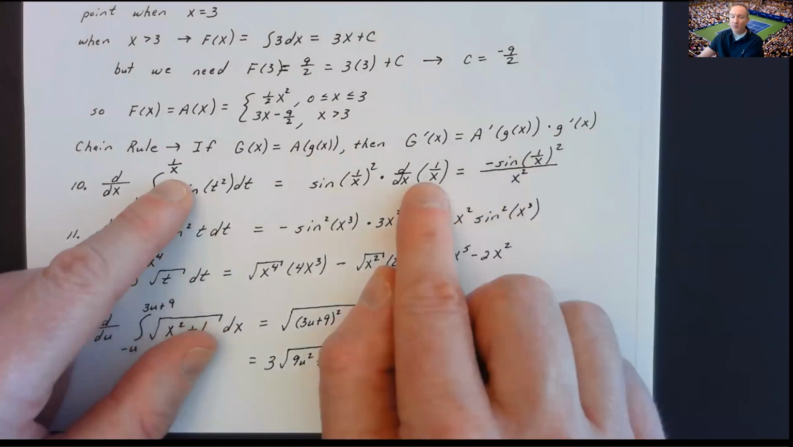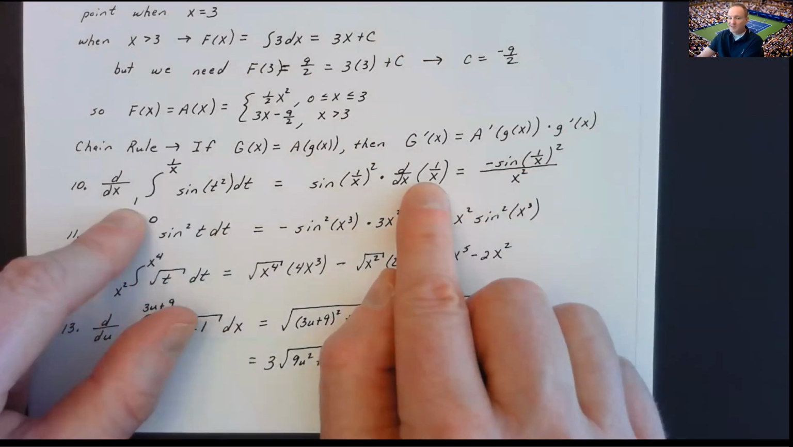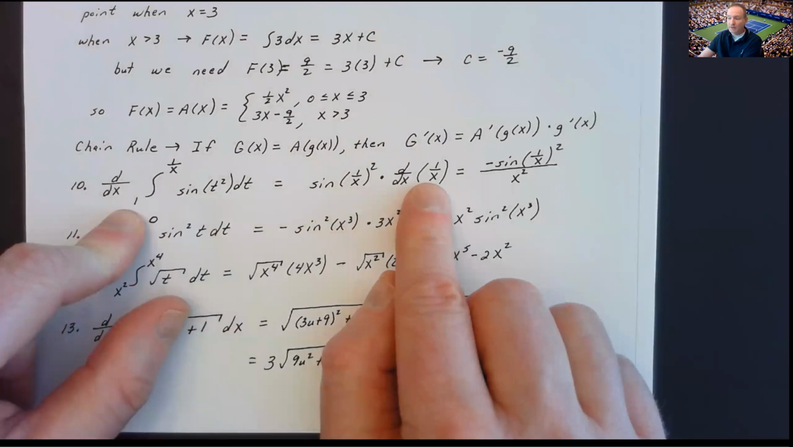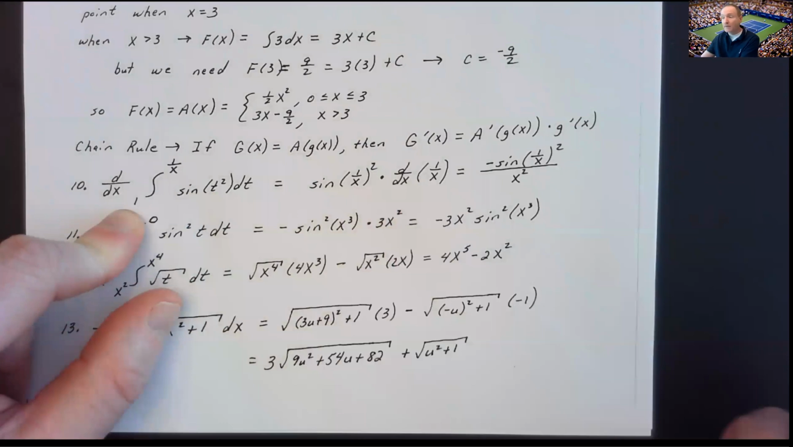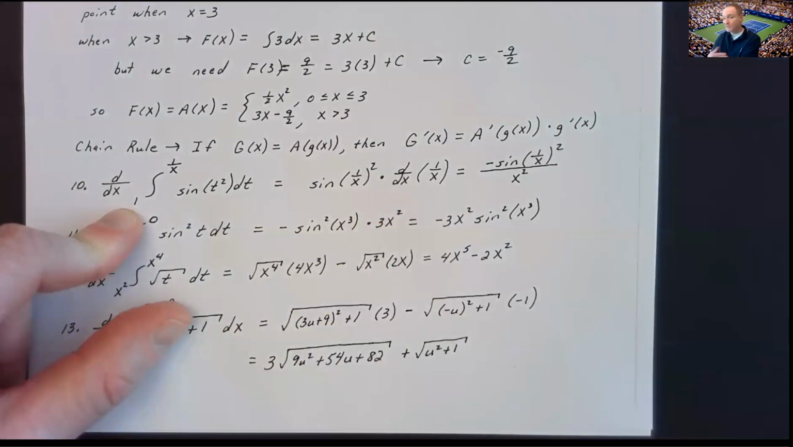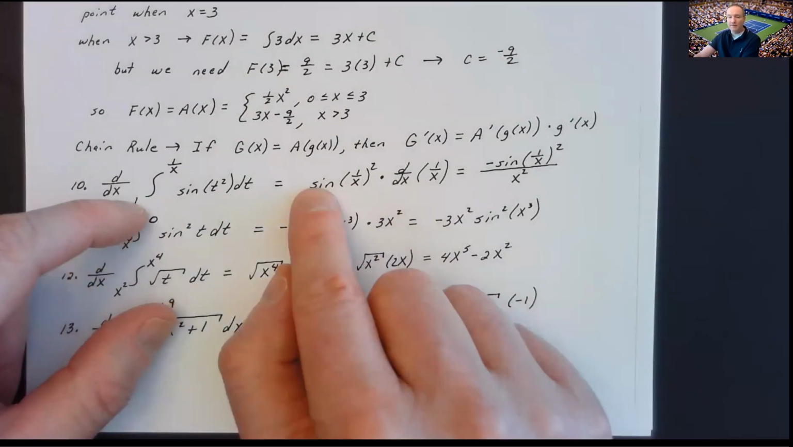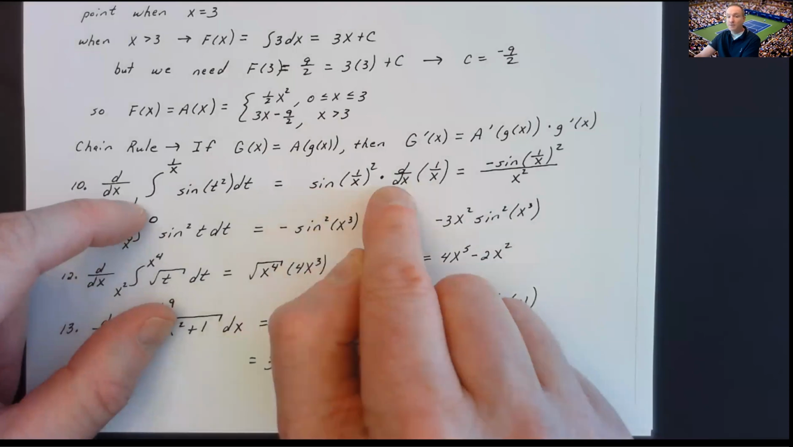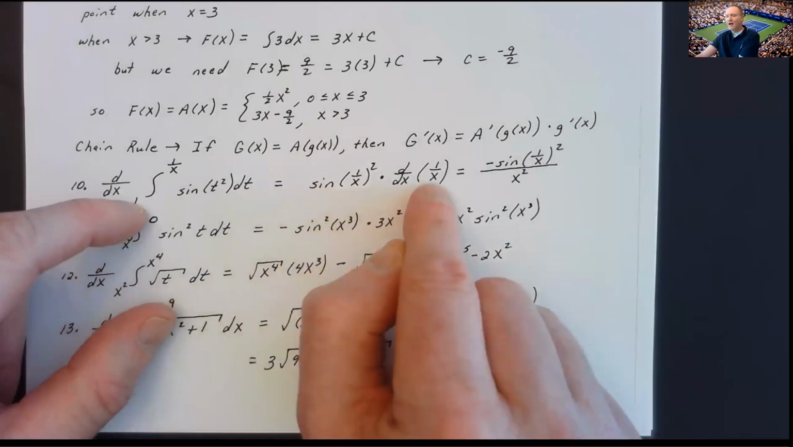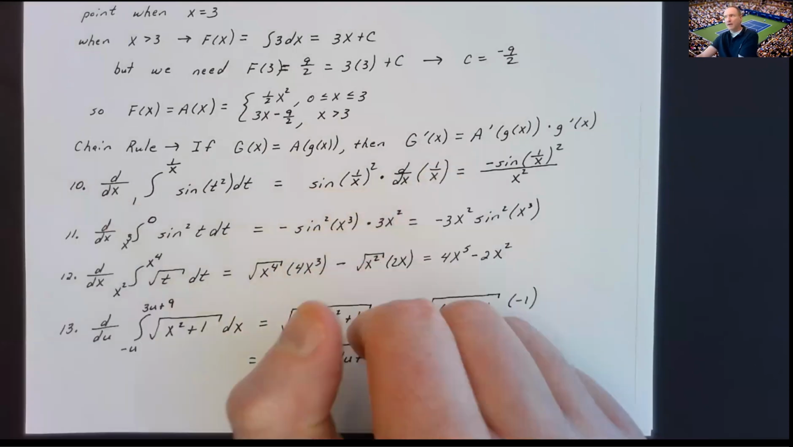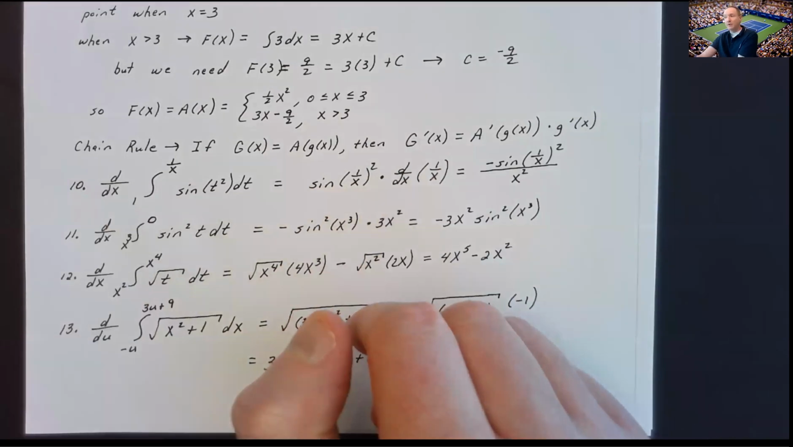Now, why don't I worry about the lower limit? Well, because it's going to be evaluating a constant. The integral of the sine of t squared evaluated at 1 would be a constant. The derivative of any constant is 0. So I only have to worry about the non-constant limits. And in this case, I'll get the sine of 1 over x squared times the derivative of 1 over x. I know that the derivative of 1 over x, I can think of that as like x to the negative 1 power.